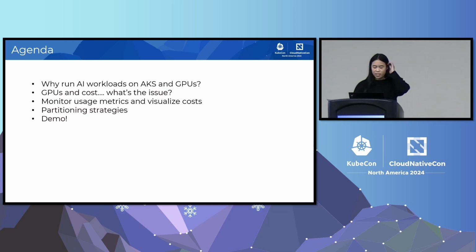All right, so today we'll chat a bit about why people are even running GPUs, what this looks like in the industry. We'll layer in costs. So when we think about GPUs and costs, what are some of the challenges and issues that we're facing? And then we'll talk about how to monitor GPU usage metrics, visualize your GPU costs, and then ultimately implement partitioning techniques to go and optimize your GPU utilization. And we'll tie it together in the end with a demo showing how to set up NVIDIA GPU Operator, implement time slicing, and then also leverage OpenCost.